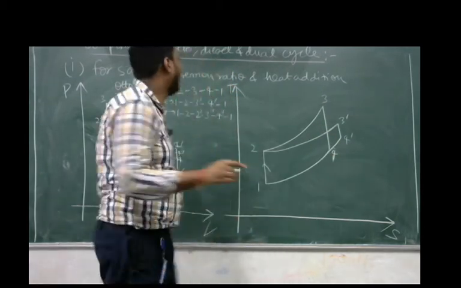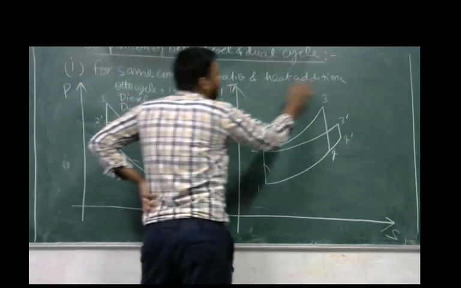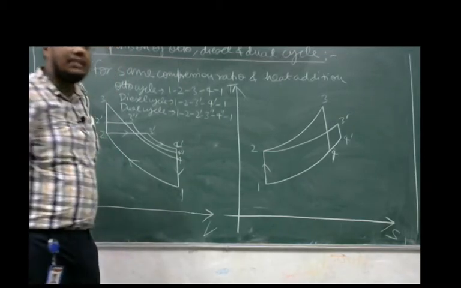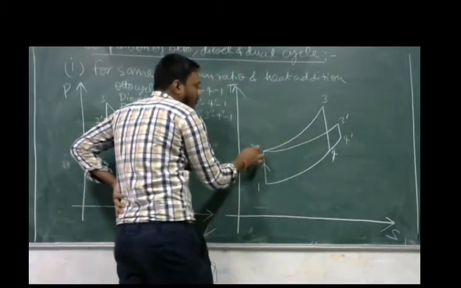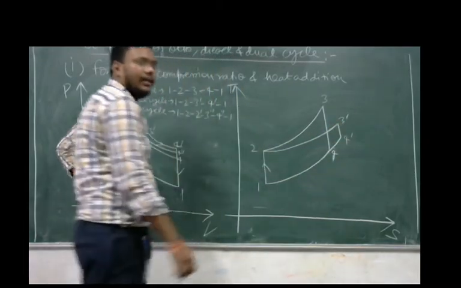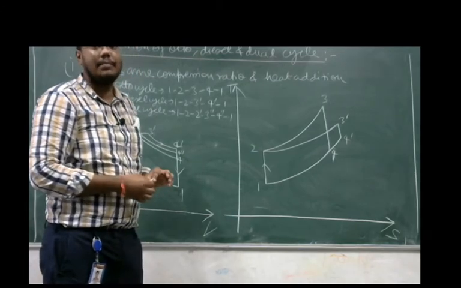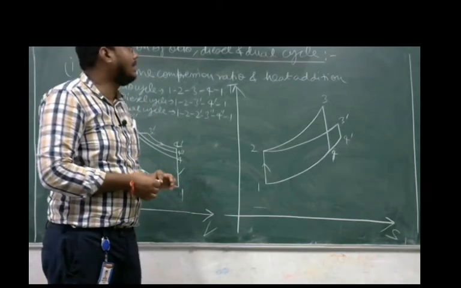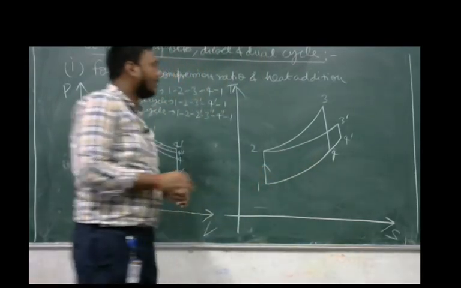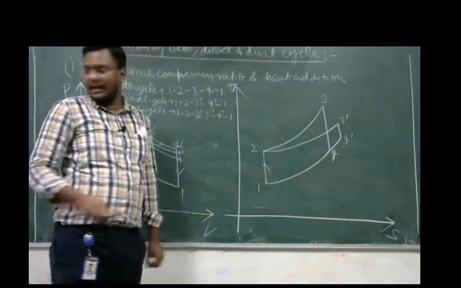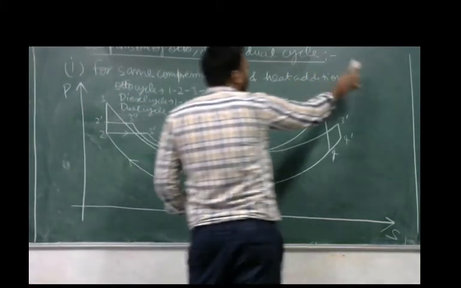Because we also said that the compression ratio is the same, meaning 1 to 2 is the same, as well as the heat addition. We have to keep the heat addition the same, and 2 to 3 is heat addition, 2 to 3 dash is heat addition, okay? And you know very well that on the TS diagram, the area below the curve gives heat addition.